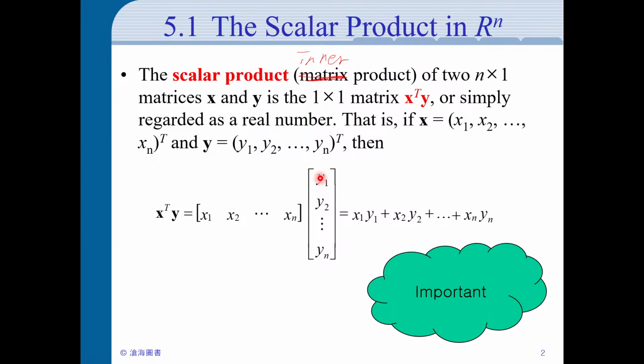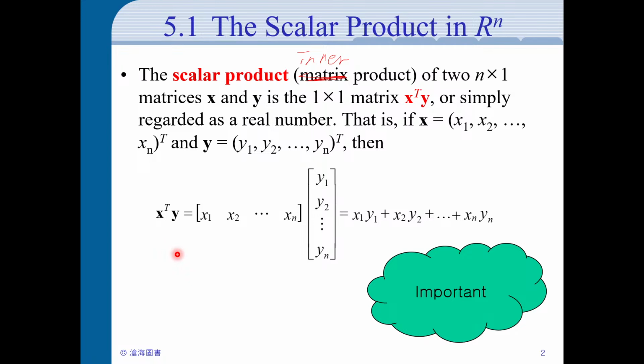And we define the inner product as: you take the transpose of x, so it becomes a row vector, and you have this row vector times the column vector. You use the matrix multiplication rule, and find that it's x1 y1 plus x2 y2 all the way to xn yn. So this standard product, this scalar product or inner product, you probably saw in high school.